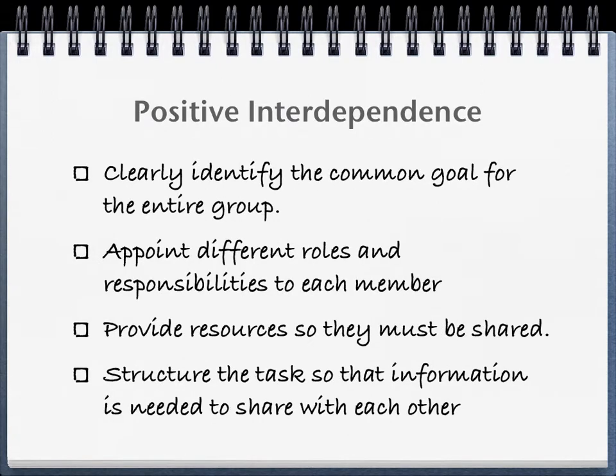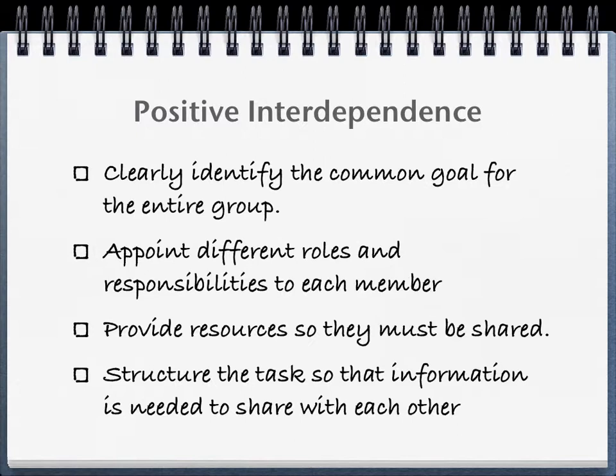So we want to clearly identify the common goal for the entire group. It is also important to appoint different roles and responsibilities to each member. There can be a leader, a timekeeper, a student that is in charge of making sure everybody is on task. There could be a scribe or writer, someone that's in charge of the tools or manipulatives. So you want to appoint different roles and responsibilities. However, each student is working together in the process.